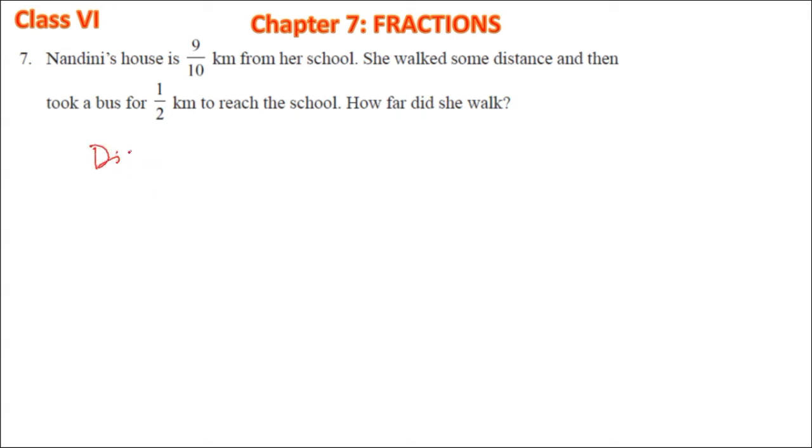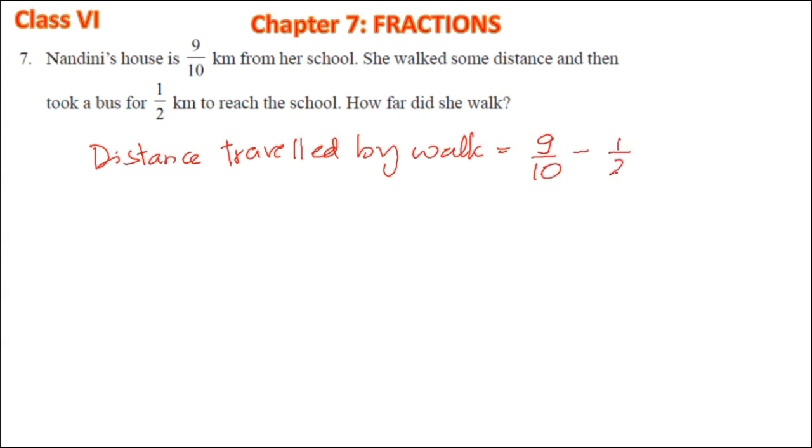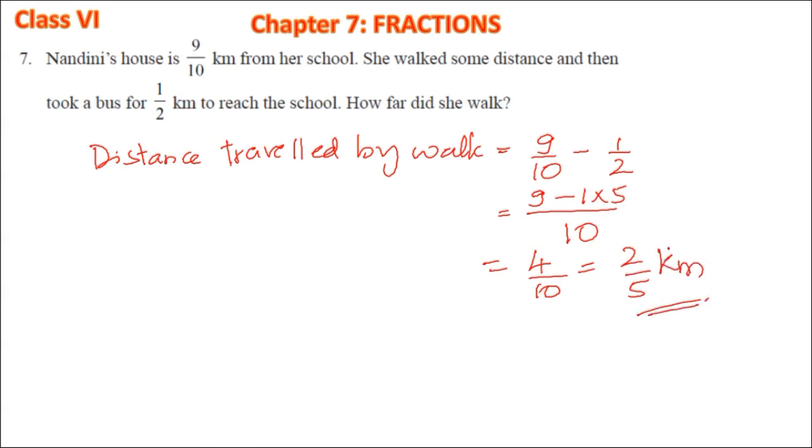So distance traveled by walk will be equal to total distance, which is 9 by 10 kilometers, minus the distance traveled by bus. Here the LCM is 10. So 9 minus 1 to be multiplied by 5. We get it as 4 by 10 kilometers. This can be further simplified to make a simplest form. It becomes 2 by 5 kilometers.